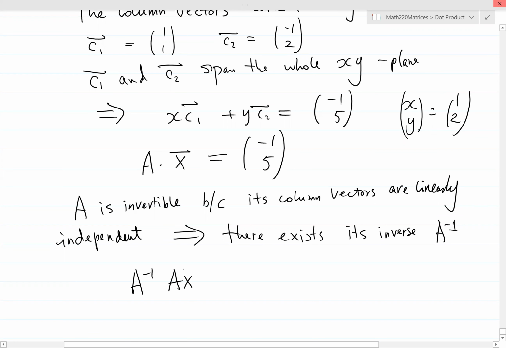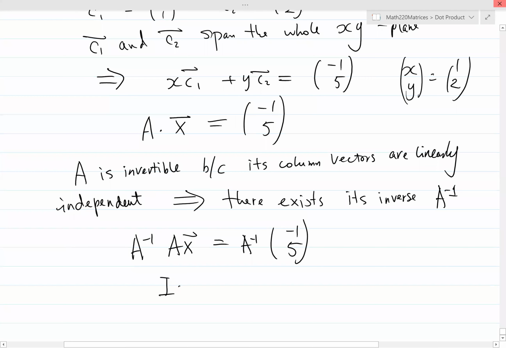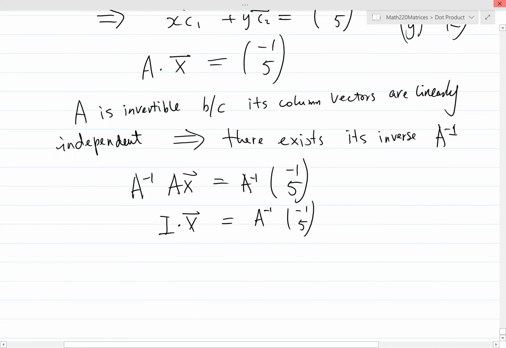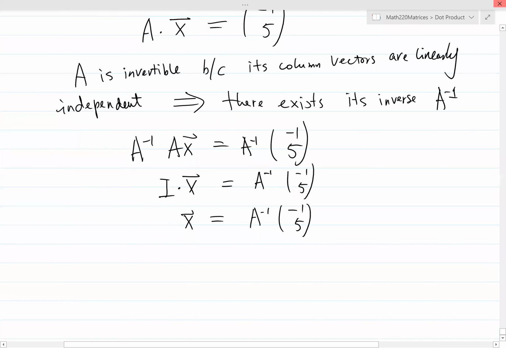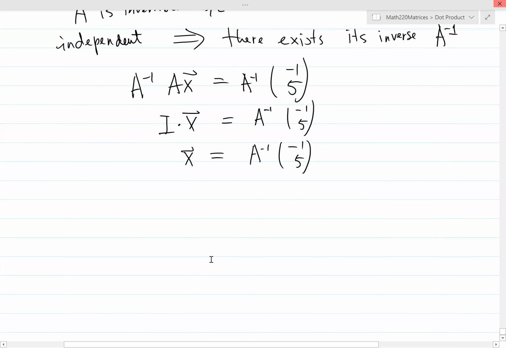AX is A inverse times negative 1.5. Now A inverse times A gives us the identity matrix. Identity matrix times X gives us X. So X is A inverse times negative 1.5. However, we don't know how to compute A inverse yet. Later, we will give an algorithm for how to compute the inverse.